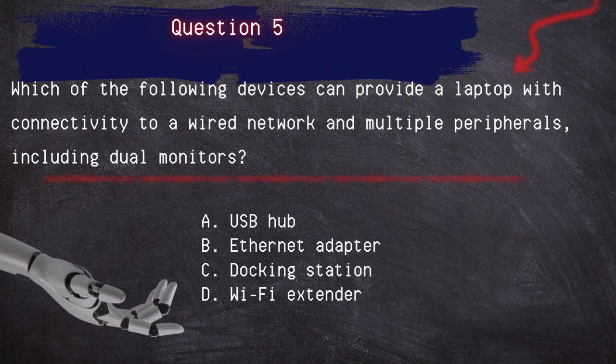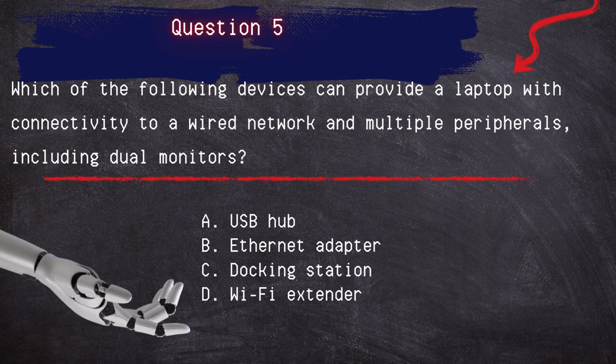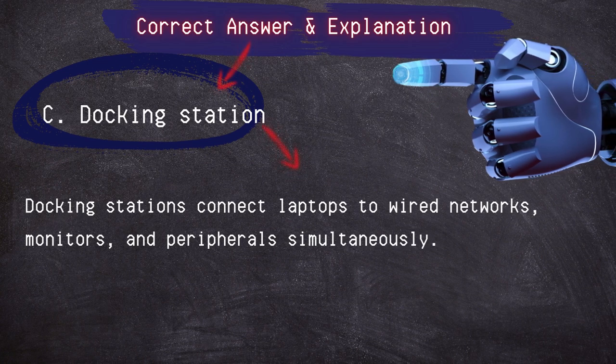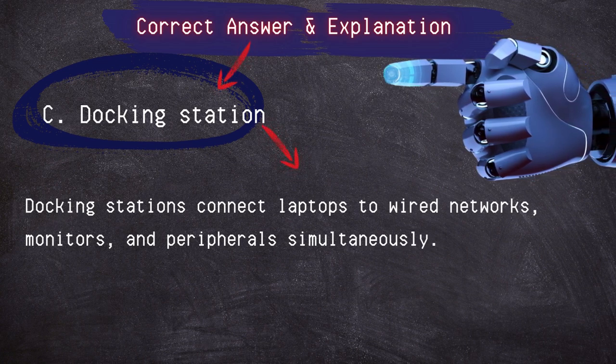Question number 5. Which of the following devices can provide a laptop with connectivity to a wired network and multiple peripherals, including dual monitors? A. A USB hub, B. An Ethernet adapter, C. A docking station, or D. A Wi-Fi extender? Correct answer, a docking station. Now, docking stations connect laptops to wired networks, monitors, and peripherals simultaneously.